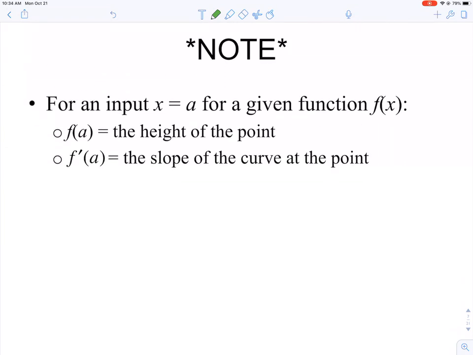Okay, so note for an input x equals a for a given function f, f of a is the height of the point, and f prime of a is the slope of the curve. So f of a is the output, right, or the y coordinate that goes with x equal to a. So x comma a comma f of a would lie on the graph of f. F prime would be the slope of the curve at the point, also known as the slope of the tangent line.